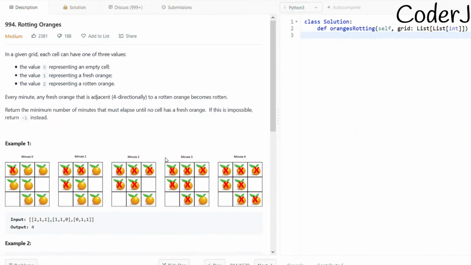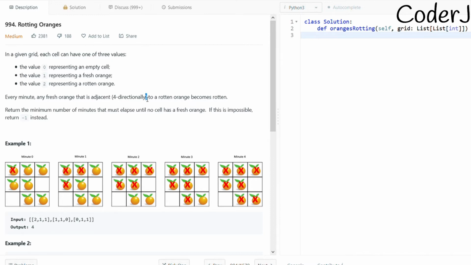Welcome back, guys. Today we are attempting Rotting Oranges. This is problem number 994 in LeetCode. In this question, they give us a grid, and each cell of that grid can have three different types of values: it may be an empty cell, a fresh orange, or a rotten orange. Every minute, any fresh orange that is adjacent to a rotten orange becomes rotten.